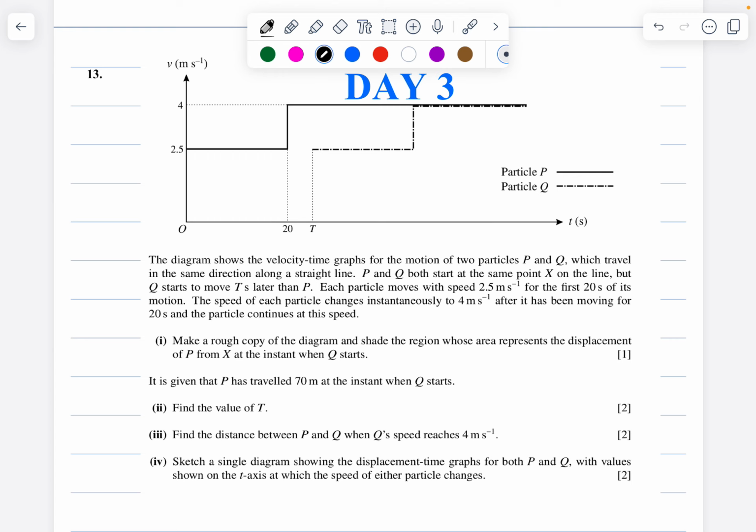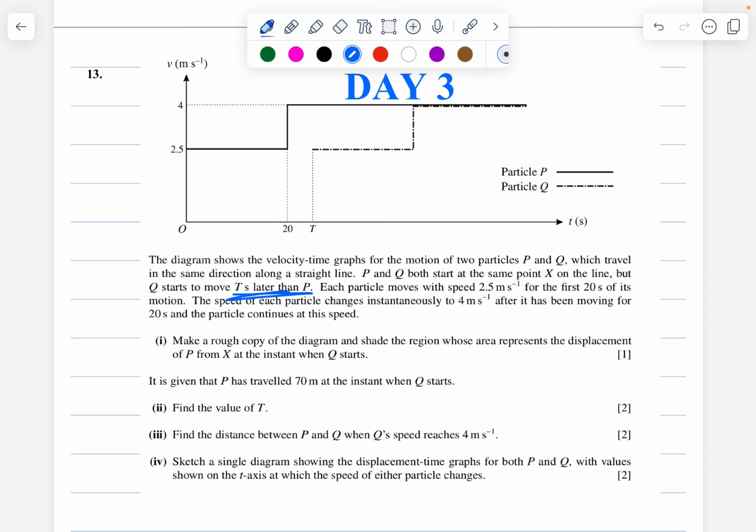This is again a question based upon a velocity time graph. The diagram shows the velocity time graph for the motion of two particles P and Q which travel in the same direction along a straight line. P and Q both start at the same point X on the line, but Q starts to move t seconds later than P.